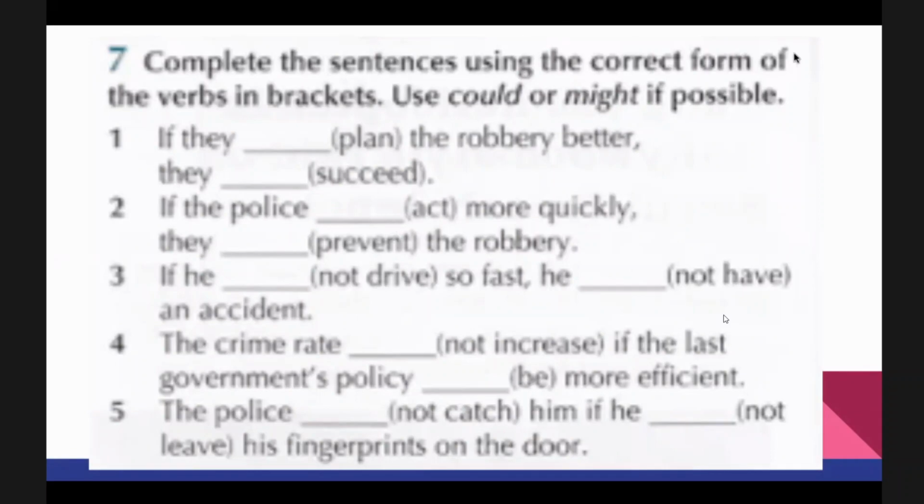Okay. So now what we have here is that we have to complete the sentences using the correct form of the verbs in brackets. The idea is to use could or might if possible. Please remember that we are practicing here the third conditional, okay? So, Shevel, would you please do number 1?